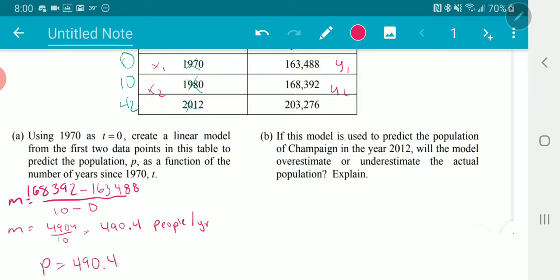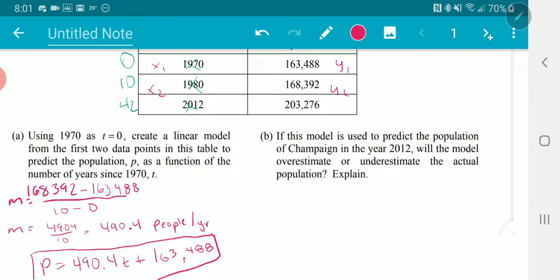490.4 every year. And then what did I start at? What did my population begin at? In this case, it began at 163,488. That was my starting value for this problem. So this is going to be the equation that we use, that we work off of.